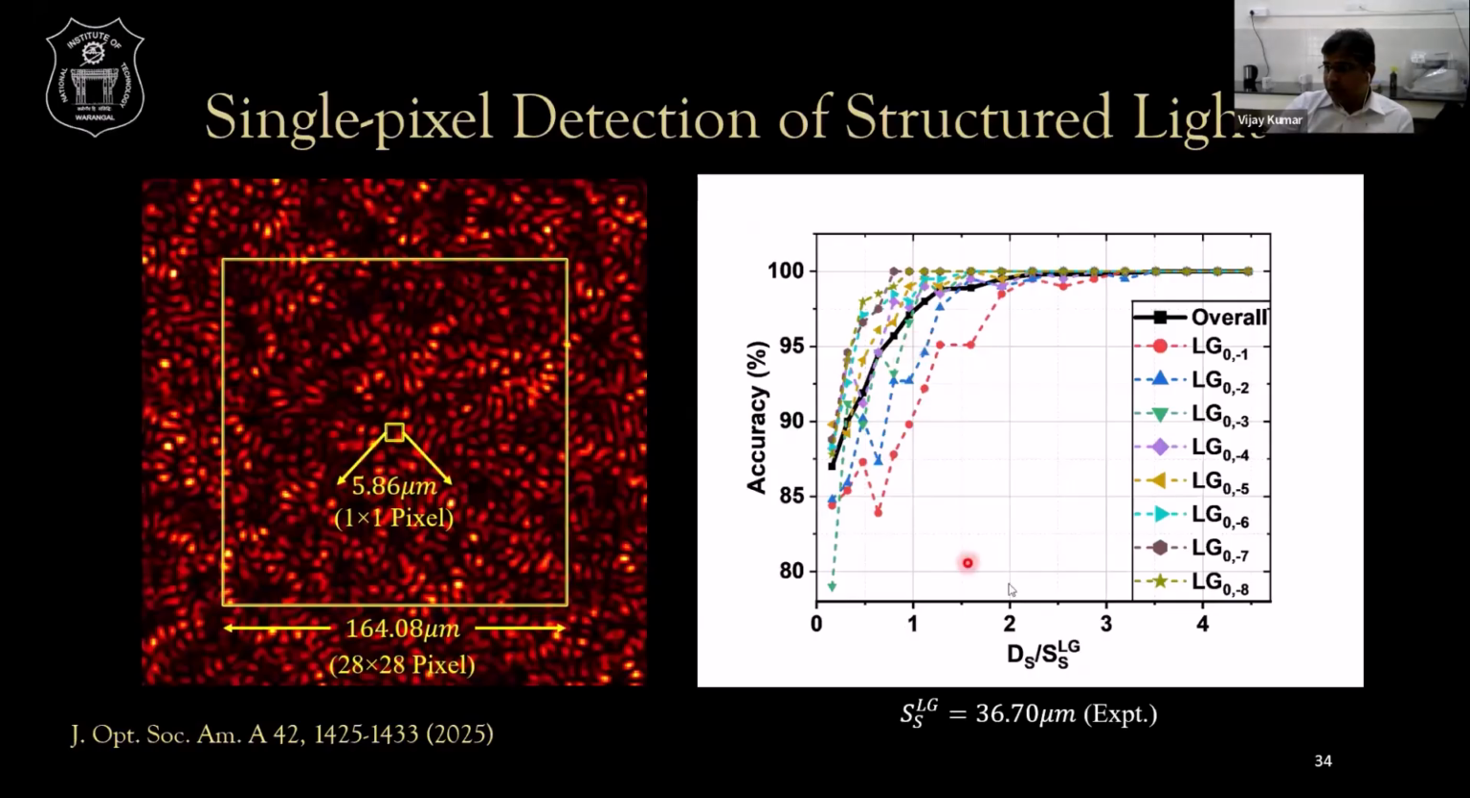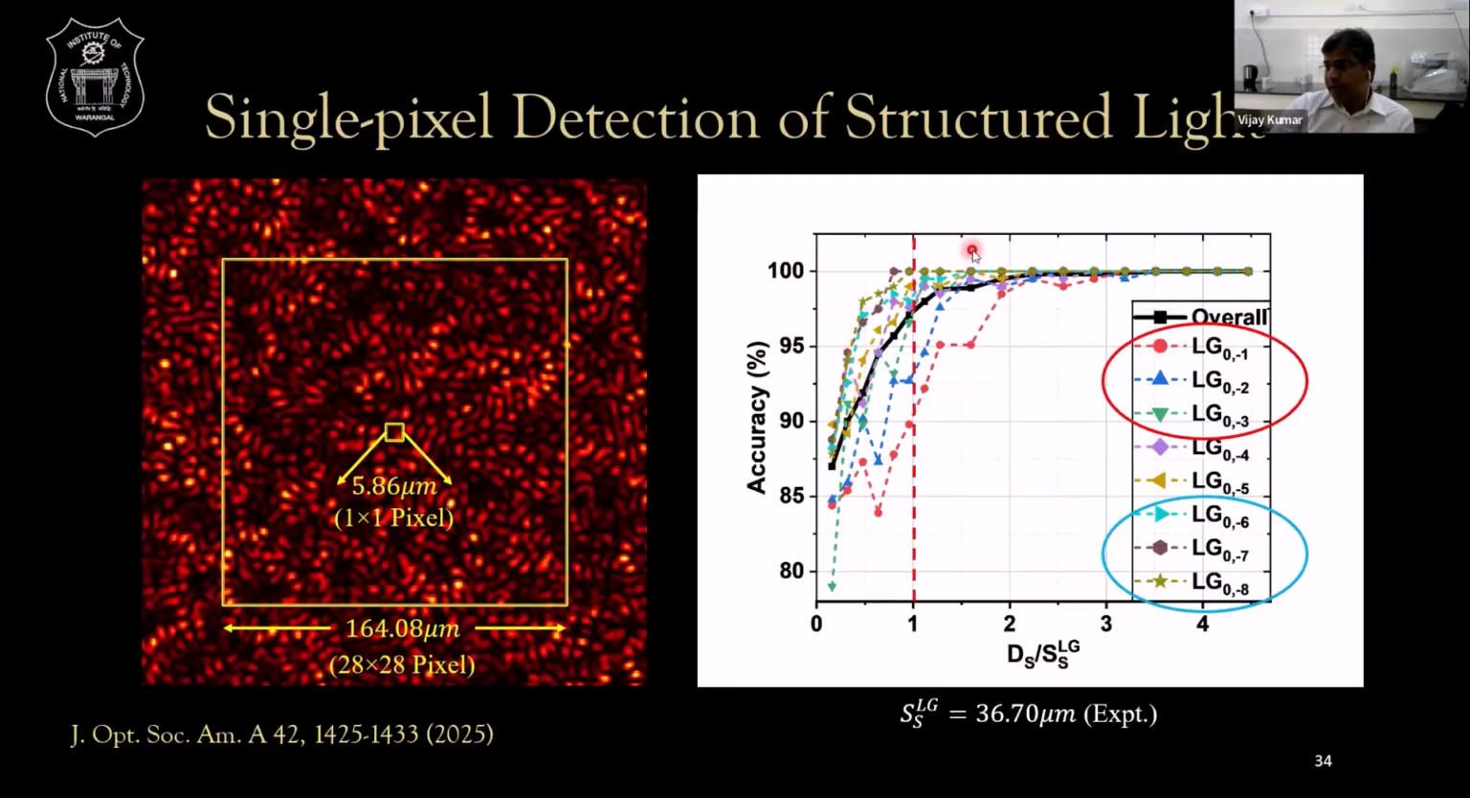As you can see, the lower-order LG beams correspond to a higher speckle size, and for smaller detector sizes, it is not able to do a good classification. So with a larger speckle size, the lower orders did a poor job of classification. But the higher LG beams have a smaller speckle size, and the ratio of ds by s goes up. That will give you very good accuracies.